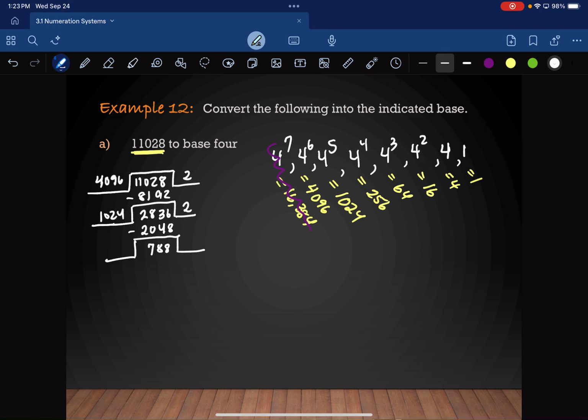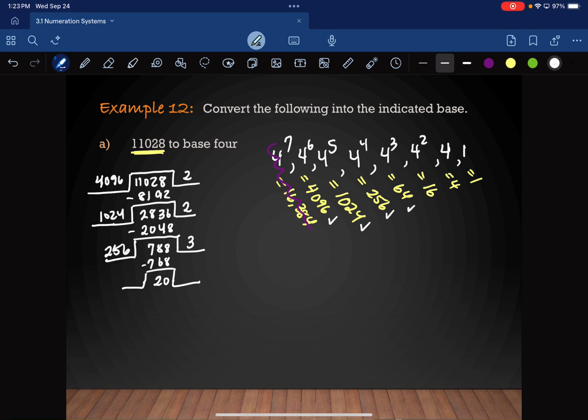It's okay? Okay, what am I going to divide by next? Yep, 256 is the next one. 256. So how many 256s are there in 788? 3. What is 3 times 256? 768. Ooh, it's almost as big as we wanted, right? So when I subtract, I have 20. And then what will I divide by?